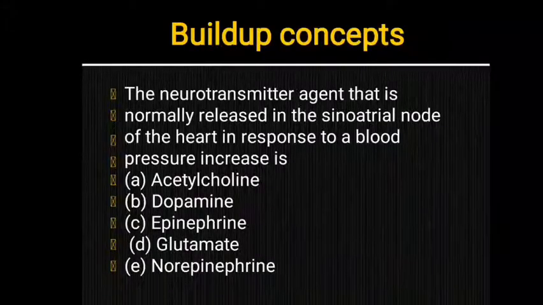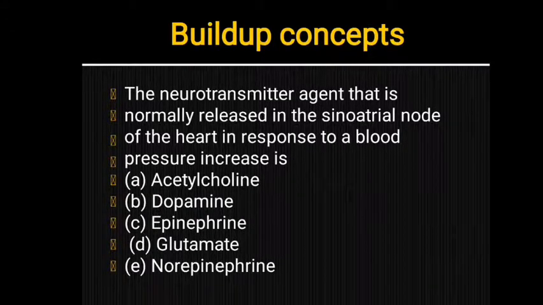The neurotransmitter agent that is normally released in the SA node of the heart in response to a blood pressure increase is either A. acetylcholine, B. dopamine, C. epinephrine and glutamate, or norepinephrine. Write your right answer in the comment box below.